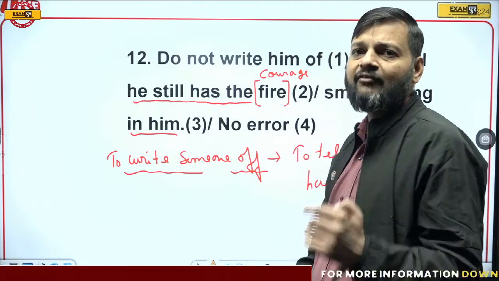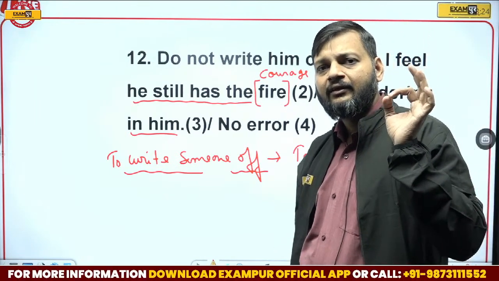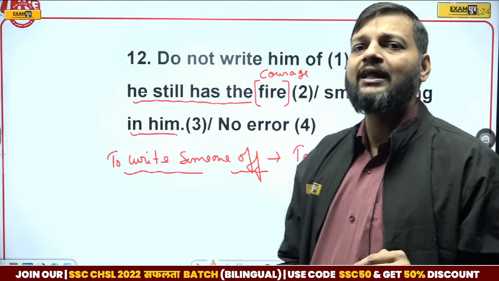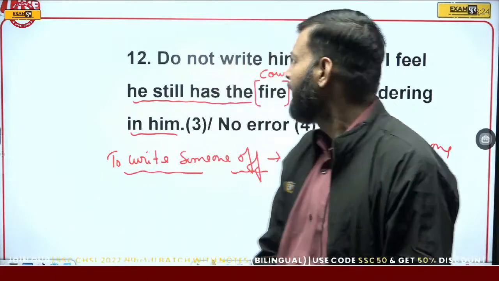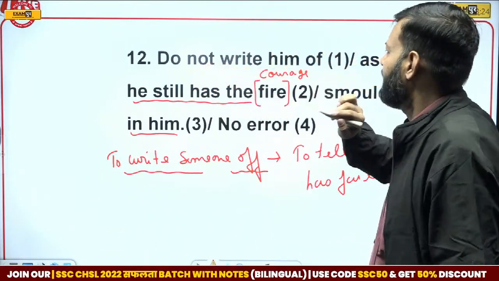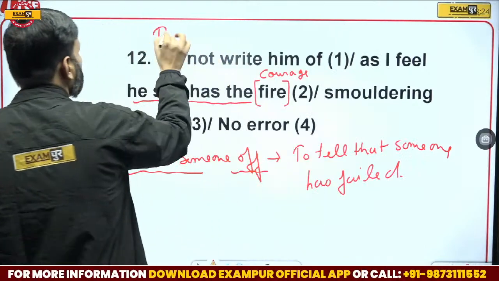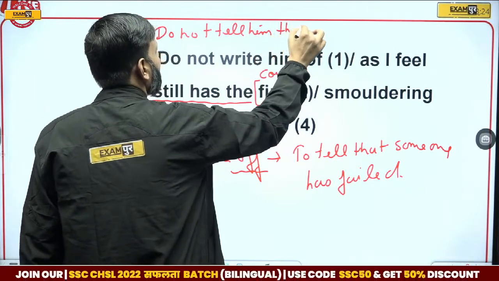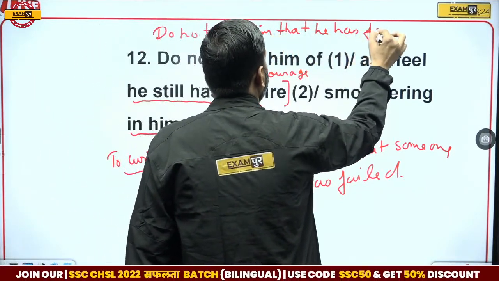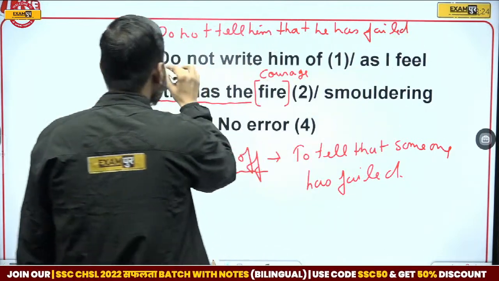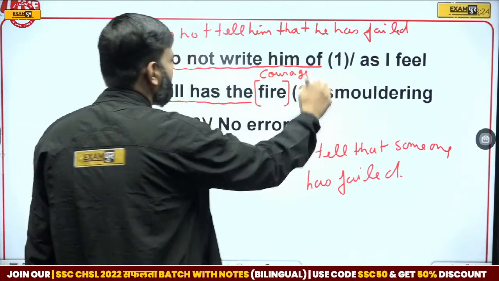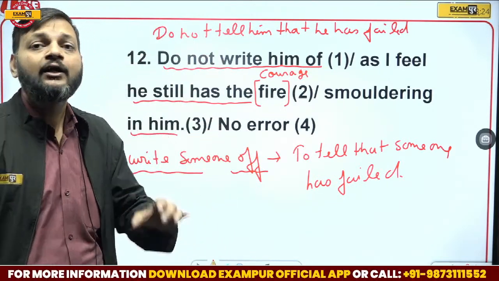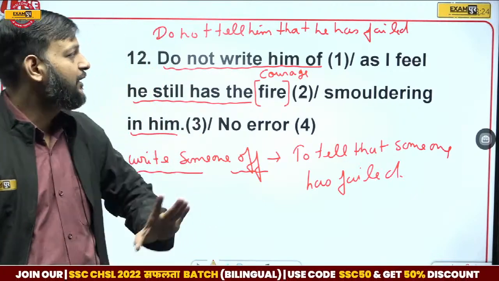Okay, to write someone off, this is an idiom. It means to tell that someone has failed. Now, do not write him off. It means do not tell him that he has failed. This part of the sentence means do not tell him that he has failed.